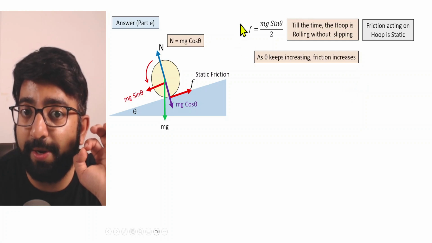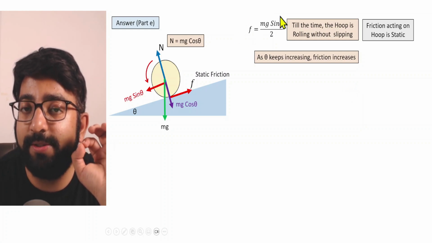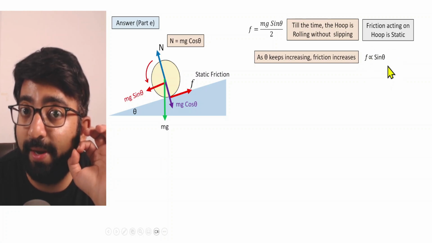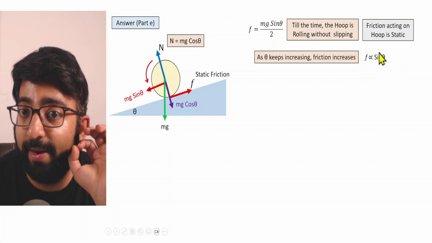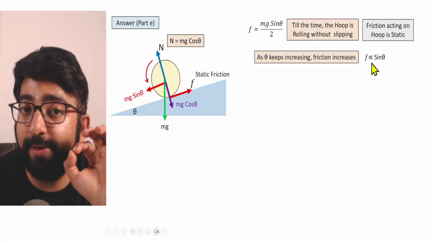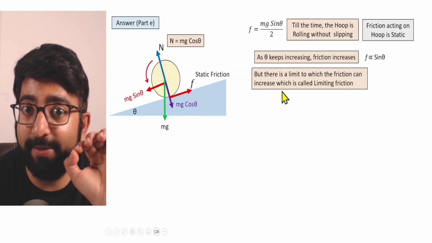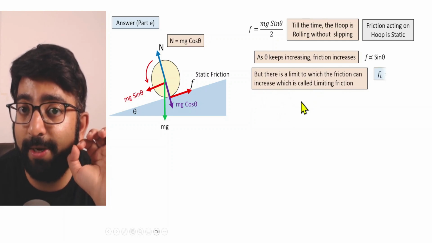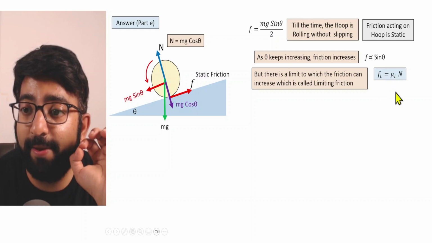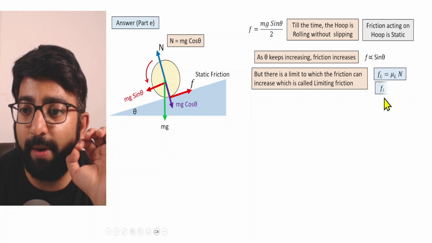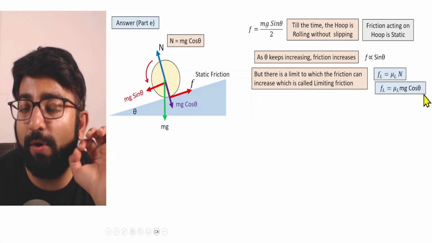Because if you look at this expression, friction depends on sine theta. So friction is directly proportional to sine theta. When theta increases, sine theta will increase, and hence the magnitude of friction will keep on increasing. But there is a limit to which the friction can increase, and that maximum value is called the limiting friction. The formula is Fl is mu times the normal reaction, where normal reaction was mg cos theta. So Fl is mu L mg cos theta.